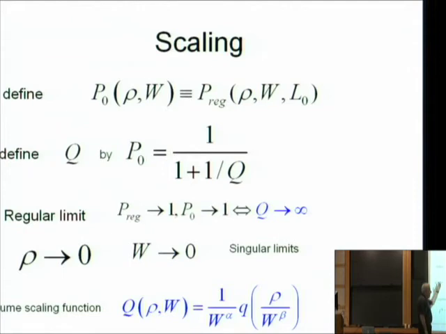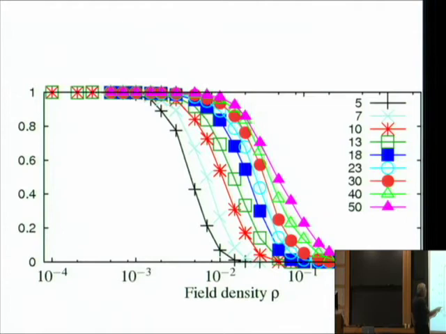Now, we define a quantity Q, and the reason that we define the quantity Q is that P, the probability of being regular, is a function that looks like a sigmoid. It looks like a Fermi function. And then all the action is in this regime. So in some way, you want to make something that is more sensitive to this. What are these different curves? These are the different disorder.